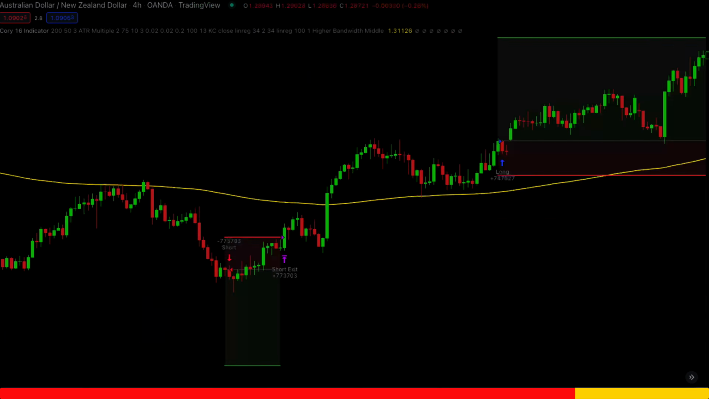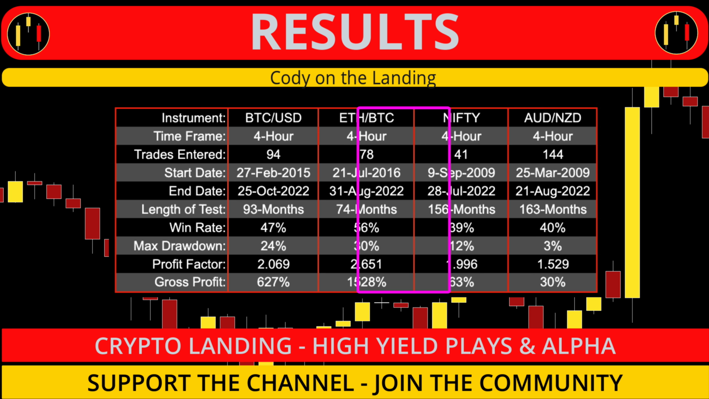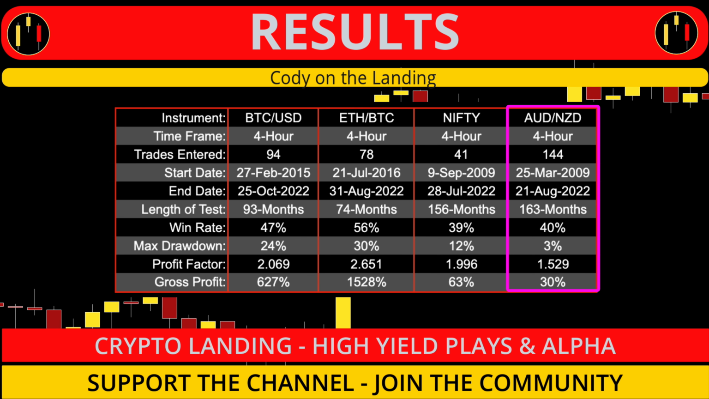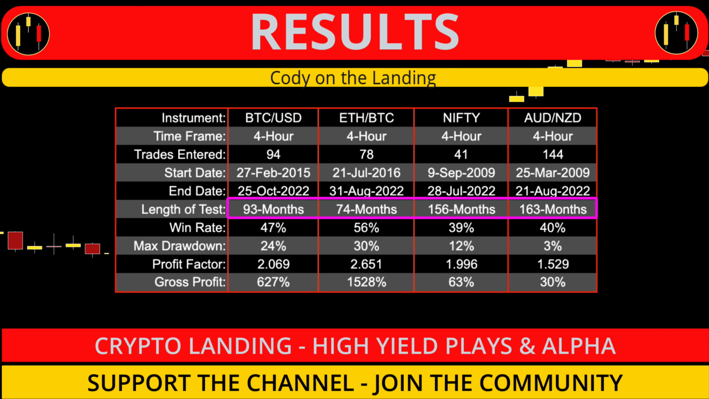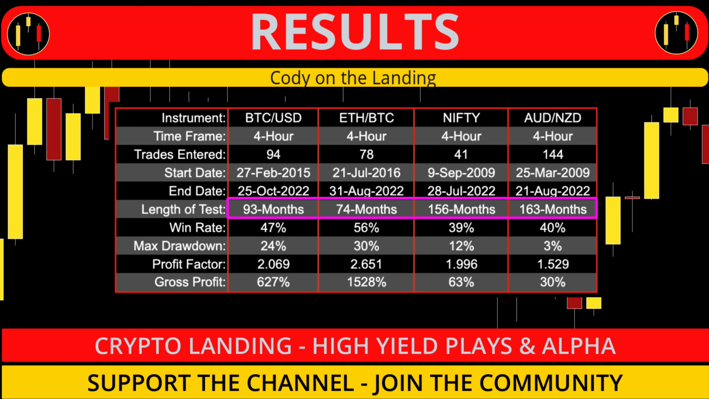If you are thinking of using this system, please do extensive back and forward testing and be sure to let our community know what you discover. I ran these back tests on differing categories of instruments, Bitcoin itself, a crypto cross, the Nifty, and the Forex commodity cross, Aussie versus the Kiwi. There was about half the amount of data on the crypto instrument, so take that into account when comparing results.